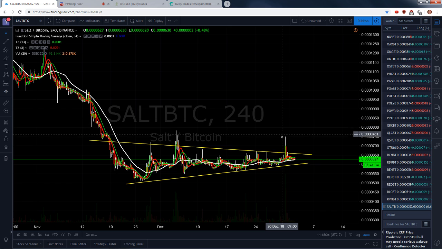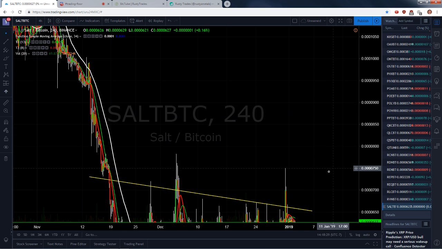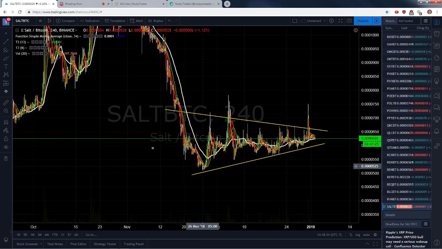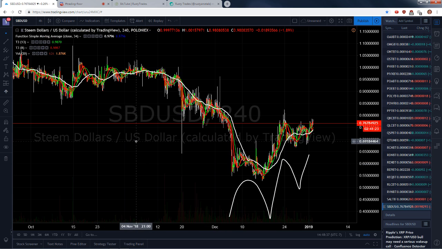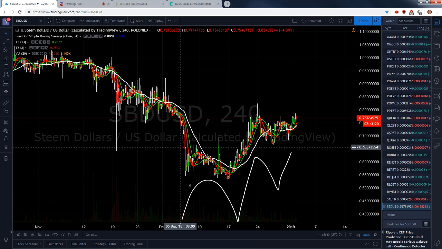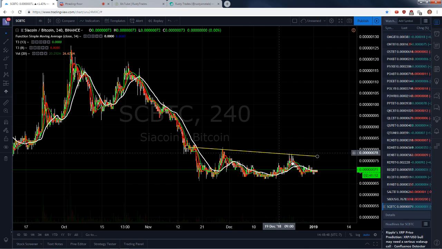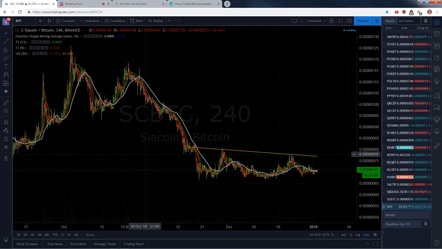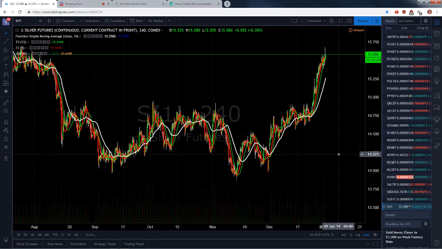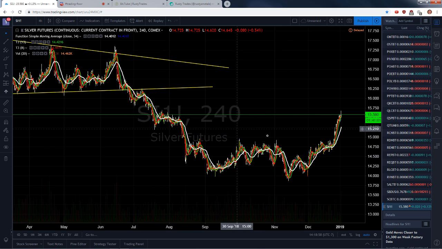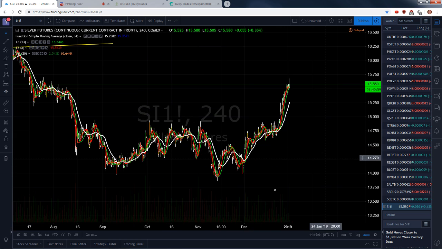Salt moved across resistance back into support. Let's see if we can get this thing moving. Nice little pattern on salt. Reverse head and shoulders, left, head, right shoulder completing. I like stem dollars, I like steam. Left shoulder, head, right shoulder, higher lows. Another pattern. Silver, nice move into resistance, previous lows. Maybe necessary for a consolidation as it's showing a wick on top here.